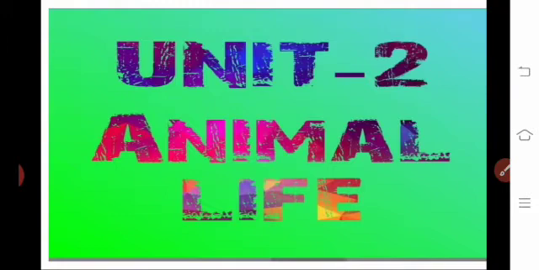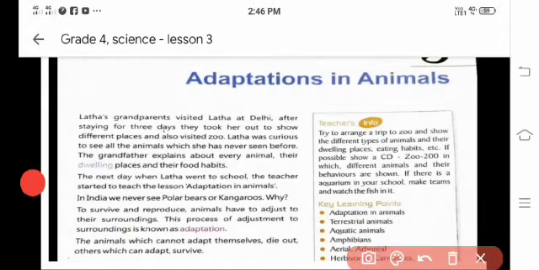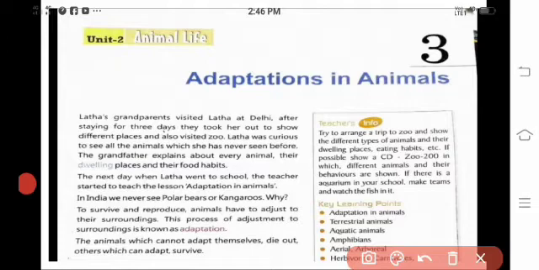Today we are going to see the grade 4 science subject. In Unit 2 we study about animal life. You see, what is this? The animal life. In that, the third lesson is adaptation in animals. Today we are going to see about adaptation in animals.